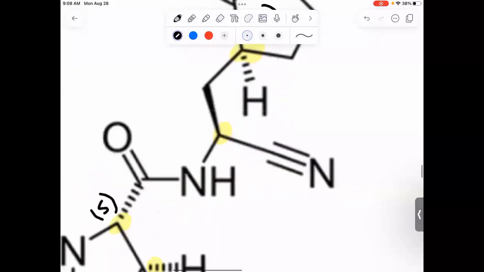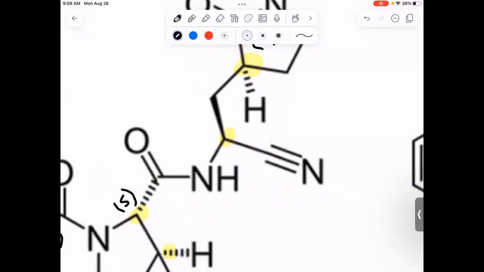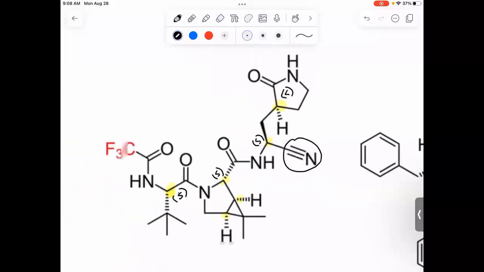And then what do we do? What about this one here with the nitrile on it? What do we say that was? R or S? S. Okay. So all of the ones that we looked at had a configuration of S.